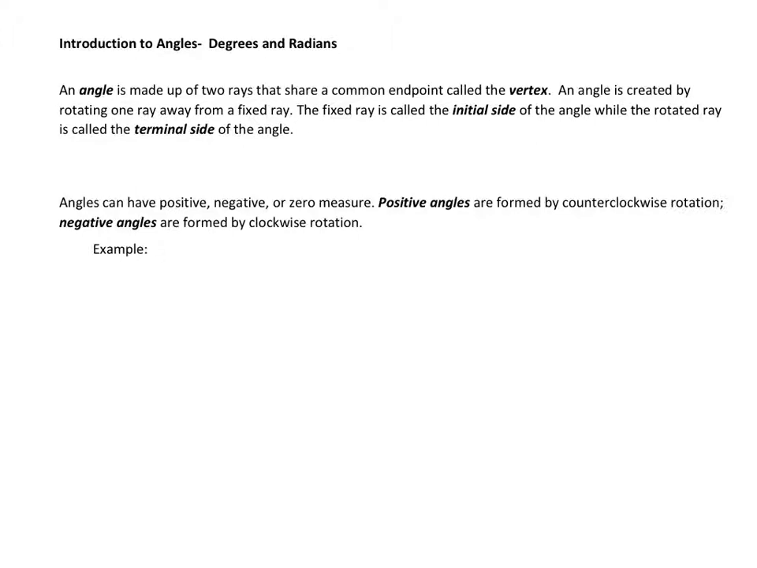So let's look at a few examples. First of all, a zero measure would be if you start with an initial side and you don't move at all. That means you've gone nowhere. That would be 0 degrees.